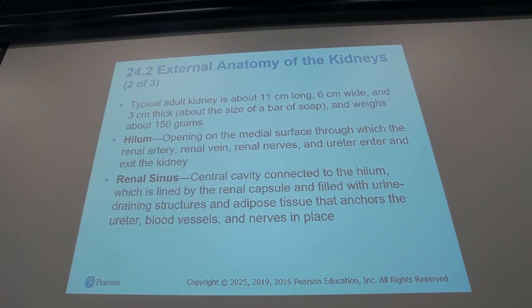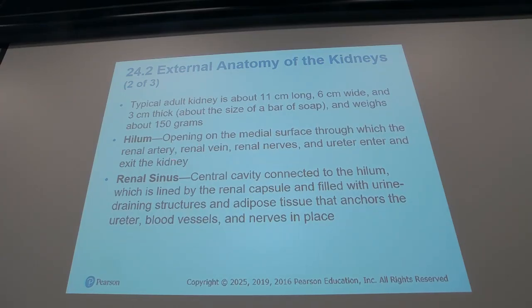The size will be 11 centimeters in length, a little bit over 4 inches, by 6 centimeters wide, like 2.5 inches, and 3 centimeters in thickness, a little bit over 1 inch. So it's like the size of a bar soap. They're very tiny, but they are very powerful. They weigh 150 grams, and they filter a lot of blood, like 180 liters of blood per day.